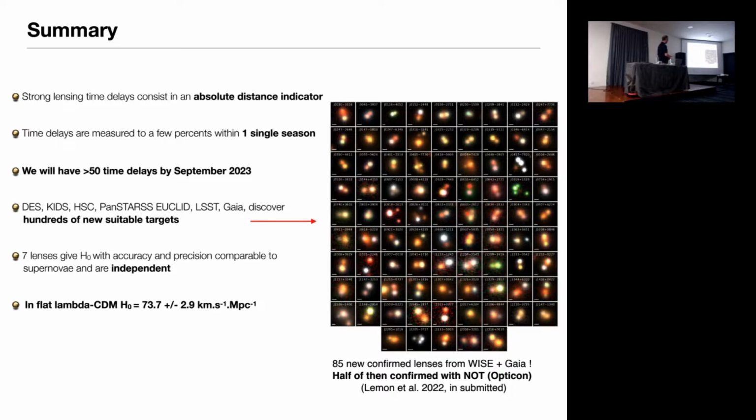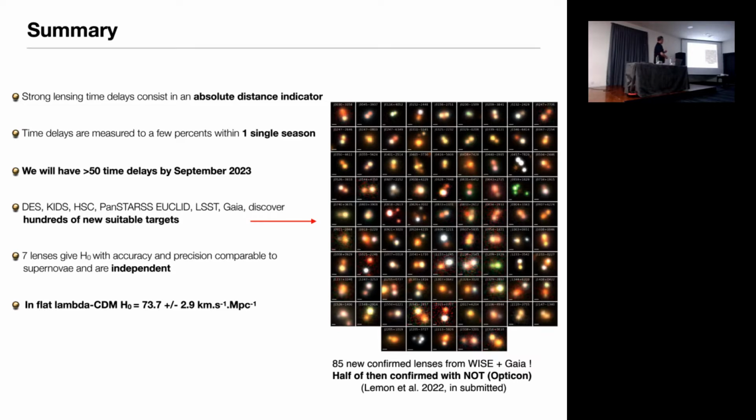So our hope, and in fact we are close to this, is to have 50 time delays by September 2023, and still find new targets. We have, for now, robust results with only 7 lenses, but there are many students and postdocs working on doing the modeling now of these 50. We have HST images for almost all of them. And our current result for now is H0 equals 73.7 plus minus, we are around 2.5%.